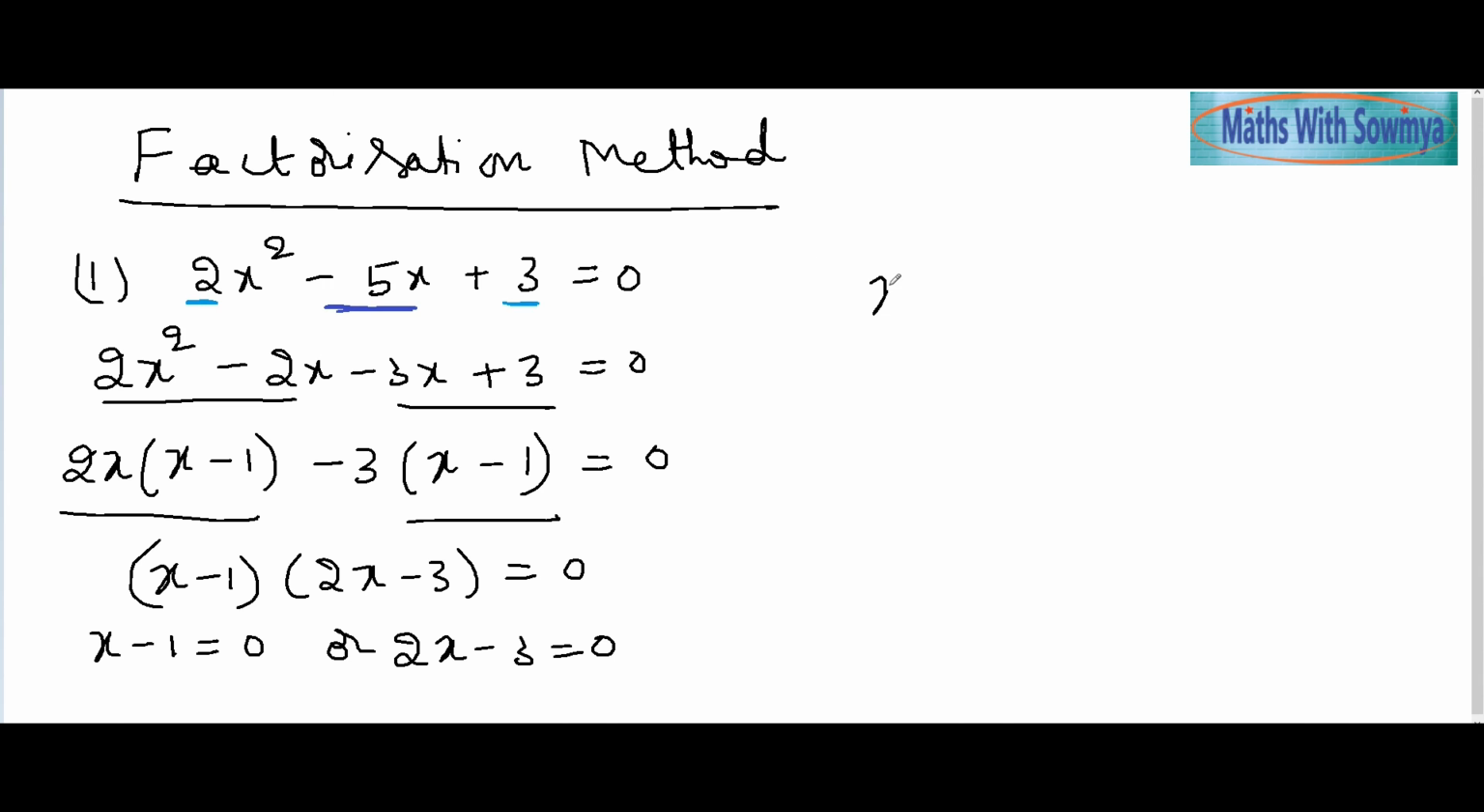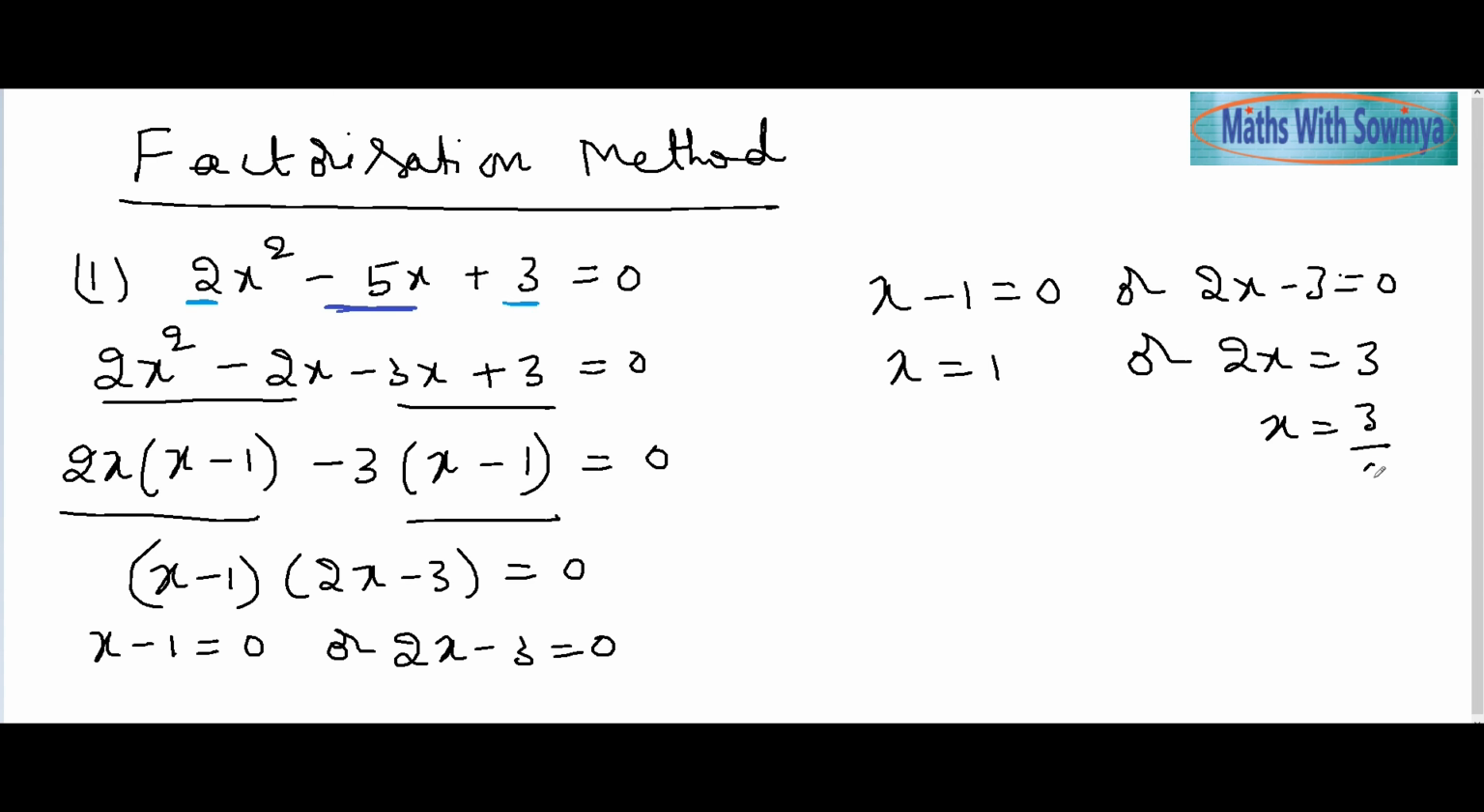If x minus 1 is equal to 0, you will get x is equal to 1, or 2x minus 3 is equal to 0, 2x is equal to 3. Therefore, x is 3/2. So, therefore, x is equal to 1 or x is equal to 3/2 is your answer.